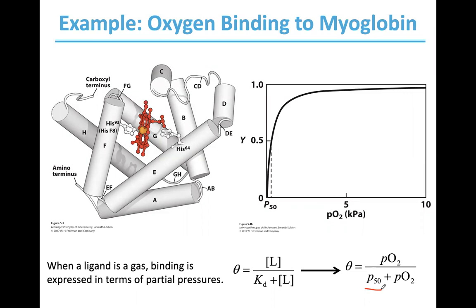So how did you get P50? P50 is the same as Kd. Remember, Kd was the substrate concentration at which half of the sites were occupied. So P50 is the pressure of oxygen at which half of the sites are occupied.